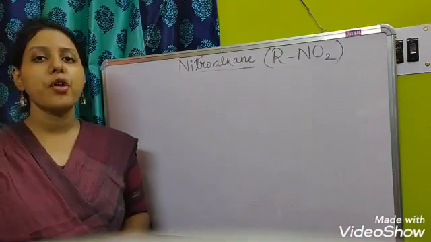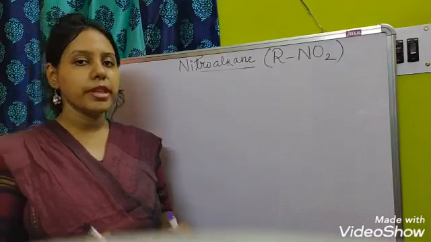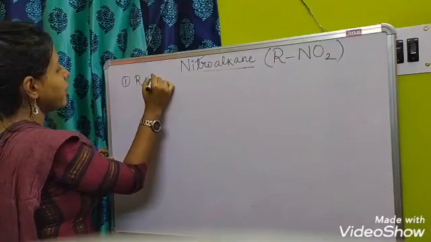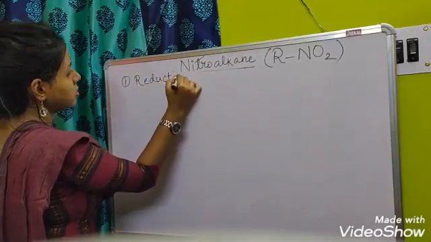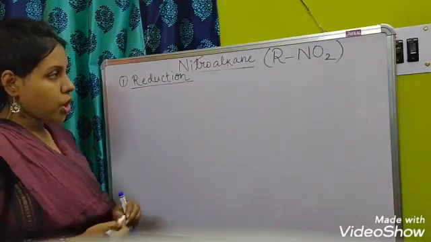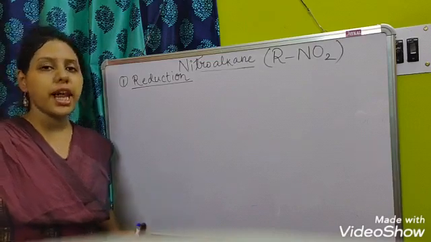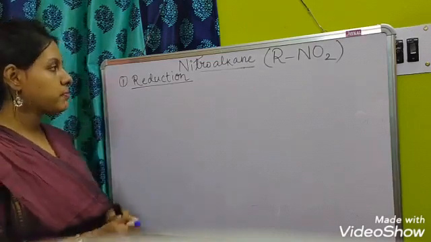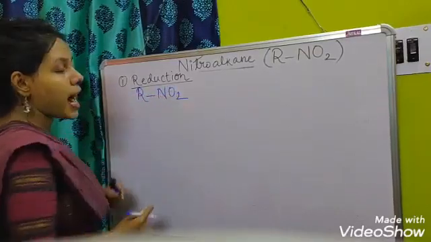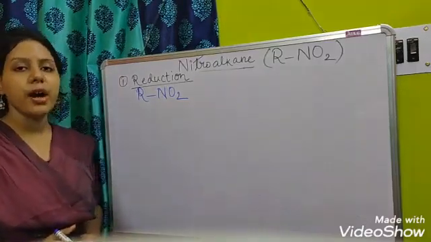So the first type of chemical reaction that nitroalkanes show, that is number 1, reduction. Okay, reduction reaction. So now here we will see how we can reduce the nitroalkanes. So suppose first here we are taking RNO2, and reduction means what? Reduction means addition of hydrogen.